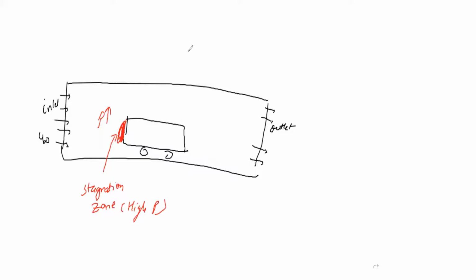Now the thing is, flow is basically coming like this, it is attached to the boundary, and suddenly there is an abrupt change in the boundary, and the flow is separating from the wall.